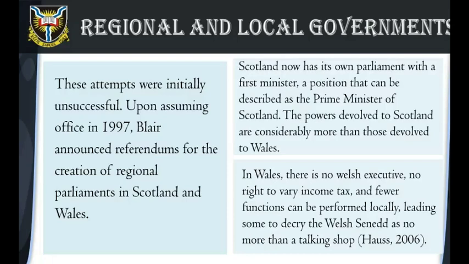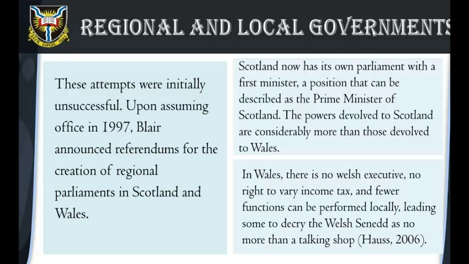Upon assuming office in 1997, Blair announced referendums for the creation of regional parliaments in Scotland and Wales. Scotland now has its own parliament with a First Minister, a position that can be described as the Prime Minister of Scotland. The powers devolved to Scotland are considerably more than those devolved to Wales. In Wales, there is no Welsh executive, no right to vary income tax, and fewer functions can be performed locally, leading some to decry the Welsh Senate as no more than a talking shop.